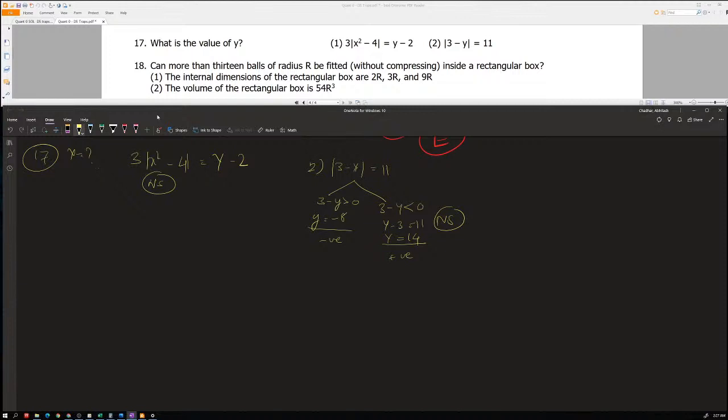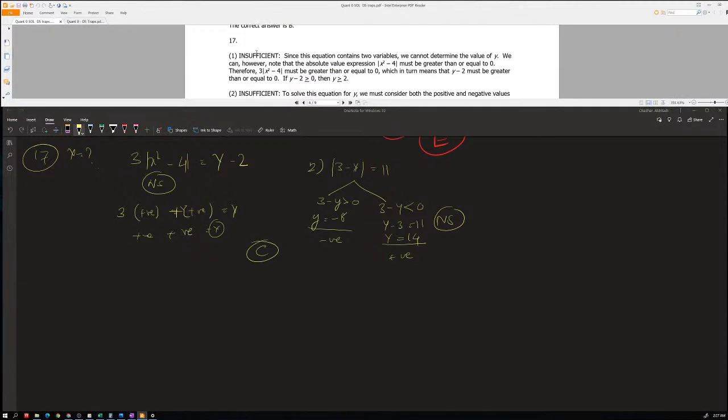So basically, if we see here, 3 is positive, and mod is always positive, and let's take 2 to the other side, where this 2 is also positive. So y is equal to positive into positive, which is always positive, and then plus positive, so y will be positive. In that case, y is equal to 14. This is the answer. I think we can take C as the answer. Let's see if that is the correct answer or not.